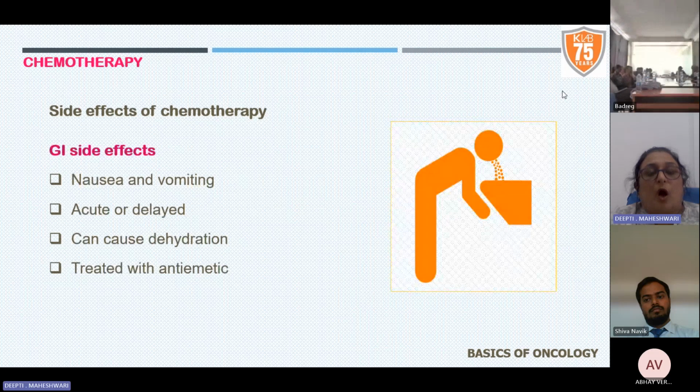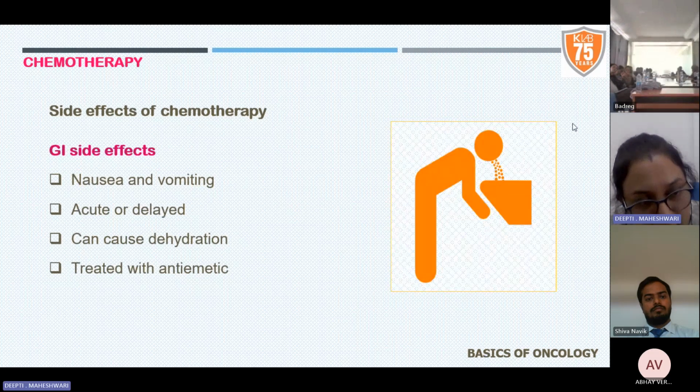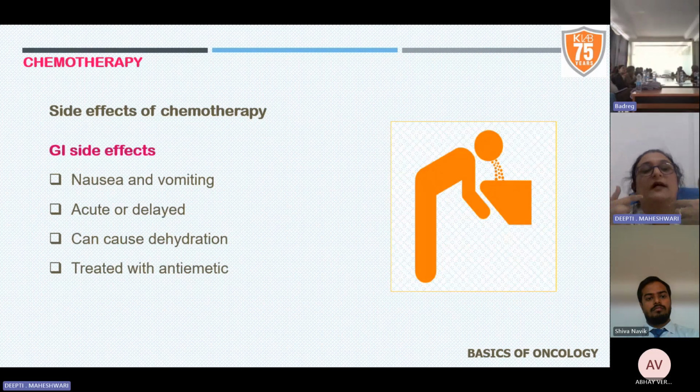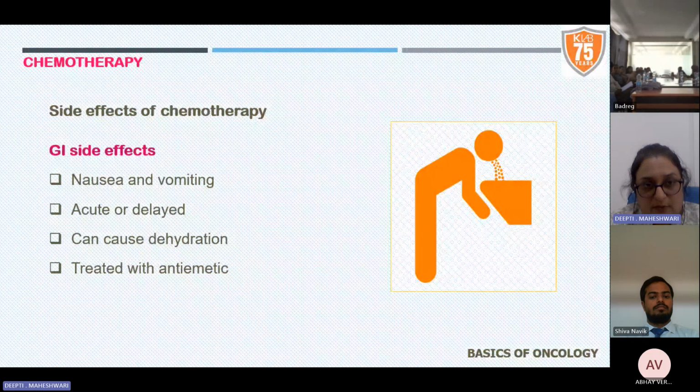The other common side effects are the GI side effects. As I told you, the GI lining has a mucosal lining, and of course there are salivary glands in the mouth. So the salivary glands and the mucosal layer can be affected, because of which you have GI side effects like nausea and vomiting. Patients frequently have the urge to vomit. That condition where they feel like vomiting is called nausea. And then you have vomiting as one of the side effects.